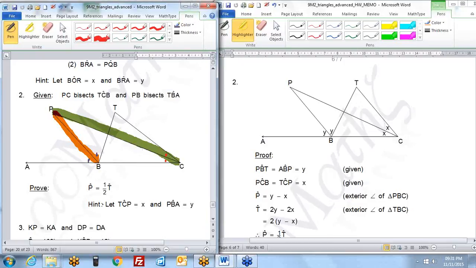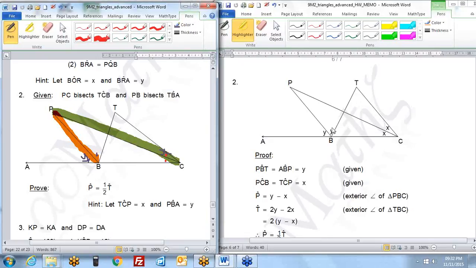Alright, so they give you a hint once again. Let angle TCP, that little red angle there, be equal to X, and angle PBA, this angle over here, be equal to Y. Right, so how do we go about proving it? So we say angle PBT equals angle ABP. So let's do it slowly.